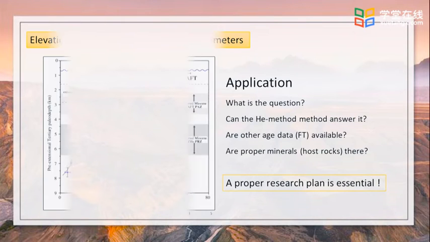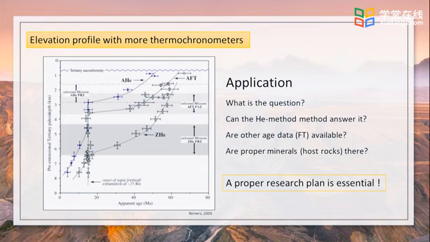The elevation profile can be combined with more than one thermochronometer. As for which thermochronometers should be adopted, we need to ask questions like: what is the scientific question you want to address? Can the helium method answer it? Are there any other age data, for example, fission track data? Are proper minerals in the host rocks there? So, my suggestion is that a proper research plan is essential.